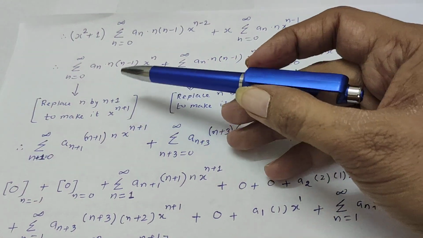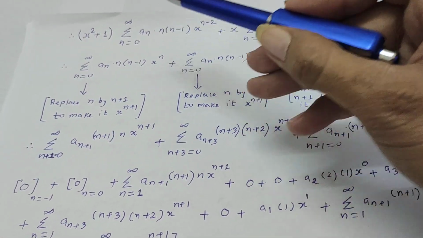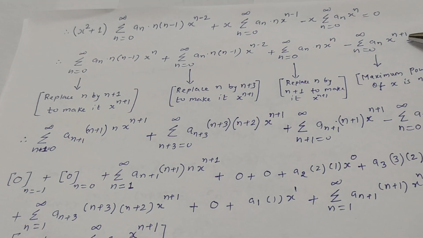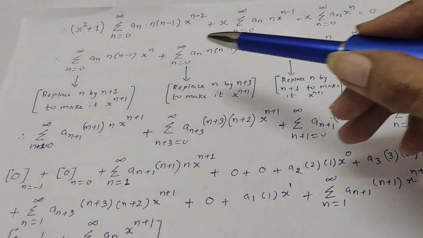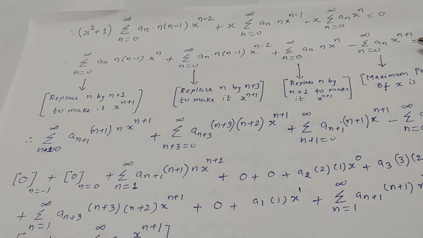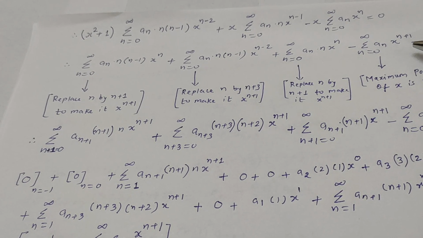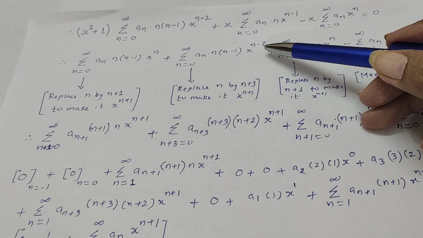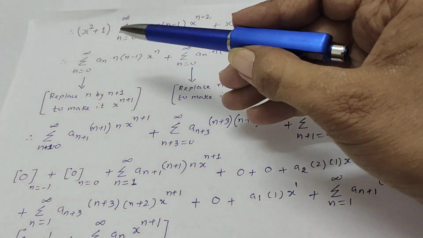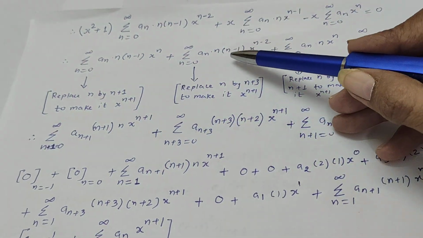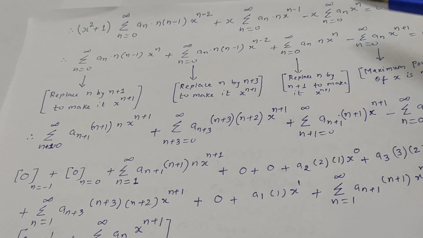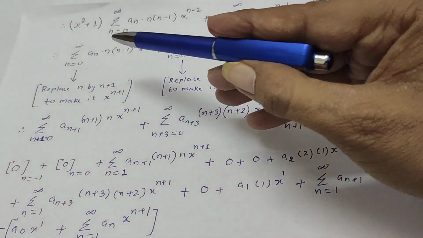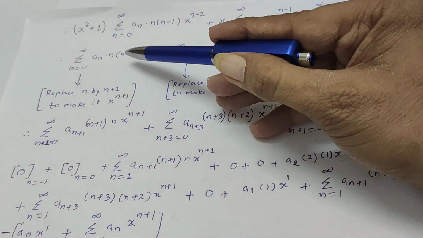Now you can see that here the power of x is n, here the power of x is n, here the power of x is n minus 2, and here the power of x is n plus 1. So what we have to do, we have to convert all these terms into maximum power of x or minimum power of x. The choice is yours. Here in this equation, the maximum power of x is n plus 1 and the minimum power of x is n minus 2. So we will convert all the three terms, this first, then this one second, and this one third term, into the power of x, that is n plus 1. Here I have written that the maximum power of x is n plus 1. So we will convert this term and this term to x raised to n plus 1.